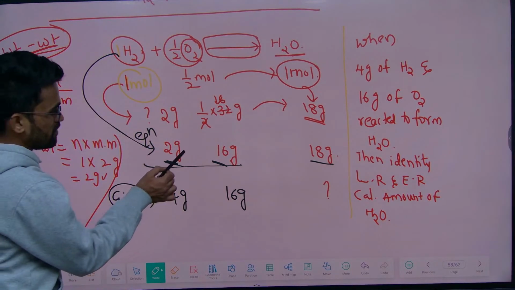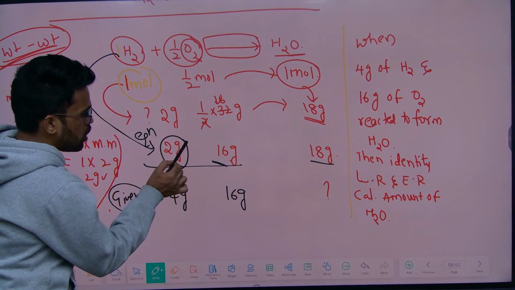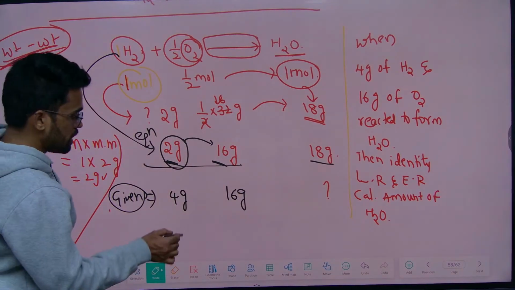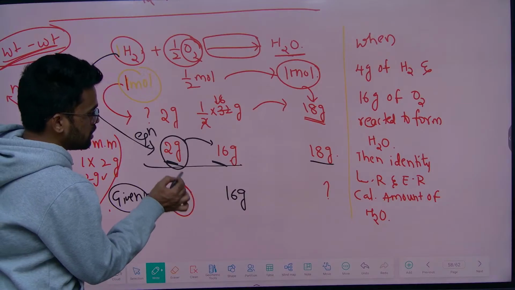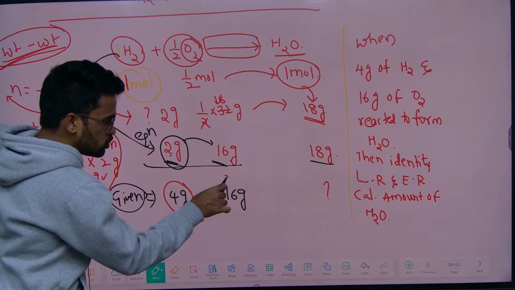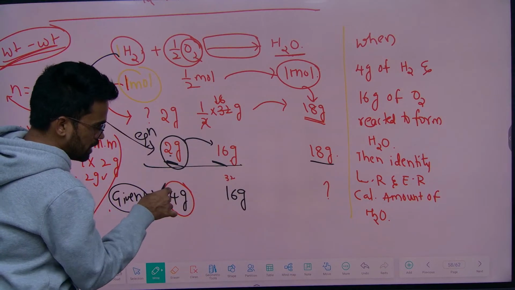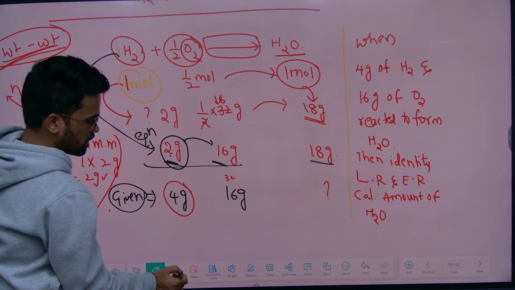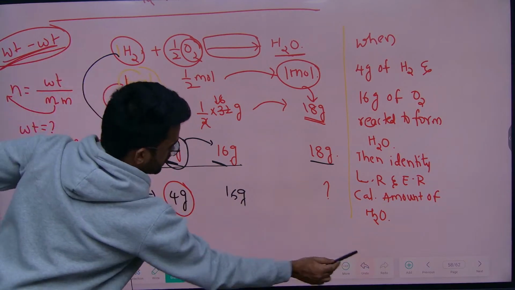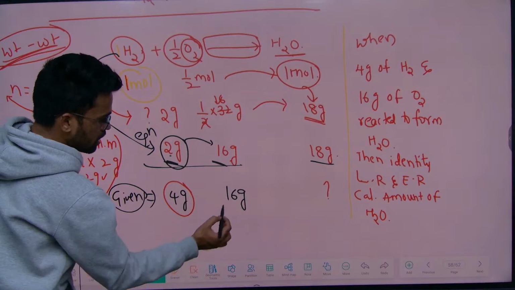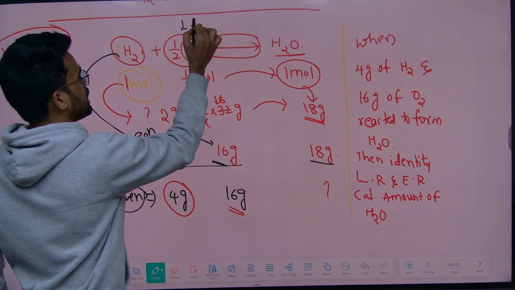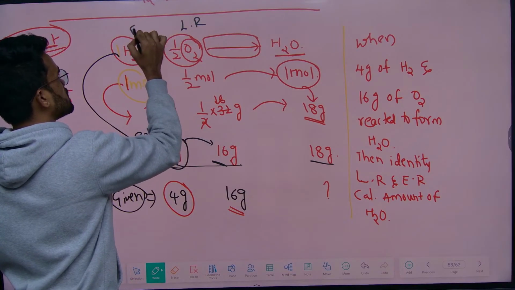See, for every 2 grams of hydrogen, how many grams are required as per the equation? 16 grams is required. Now here the given quantity is 4 grams. For 2 grams it is 16 grams, then for 4 grams it should be 32 grams, because it is doubled here, this should also be doubled. But how much did they provide? Only 16 grams is provided. It means oxygen is lesser than the requirement. So you can say oxygen is the limiting reagent and hydrogen is the excess reagent.